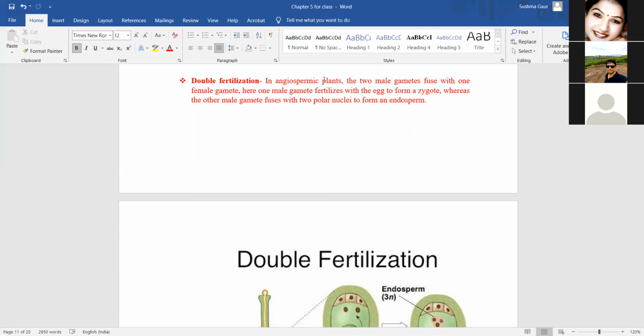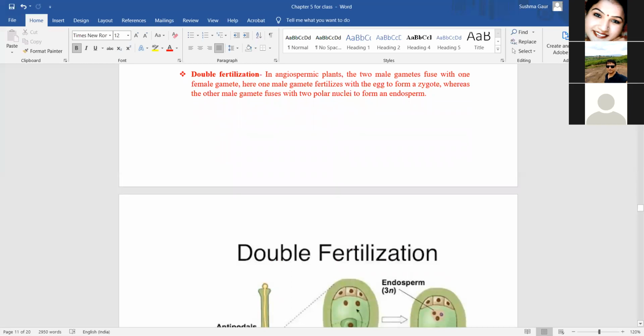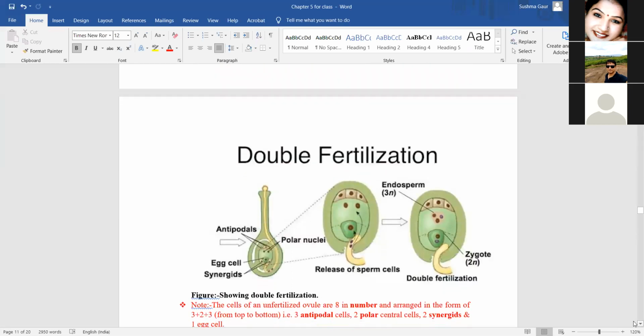Ma'am, I can't hear your voice. What are angiospermic plants? Yeah. Plants which produce seeds. Good. So in angiospermic plants, the two male gametes. So first see the diagram for double fertilization. Then I will tell you the theory.